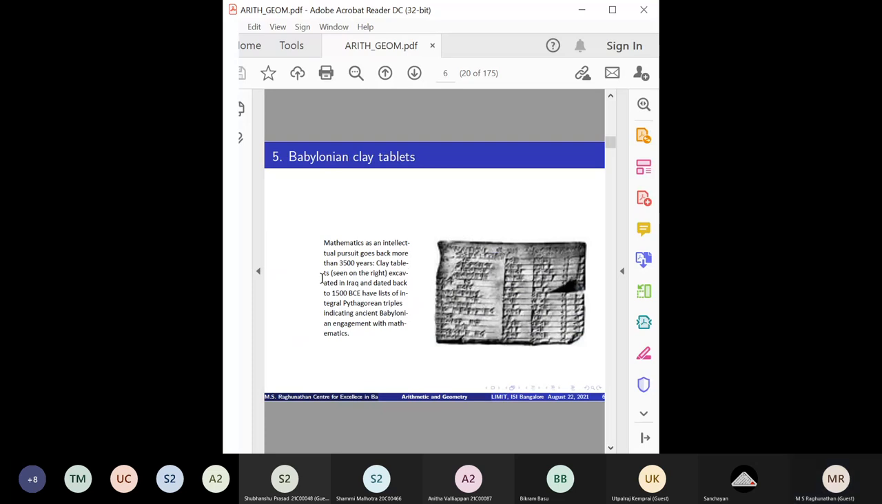Clay tablets seen on the right, excavated in Iraq and dated back to 1500 BC, have lists of integral Pythagorean triplets, indicating ancient Babylon's engagement with mathematics.